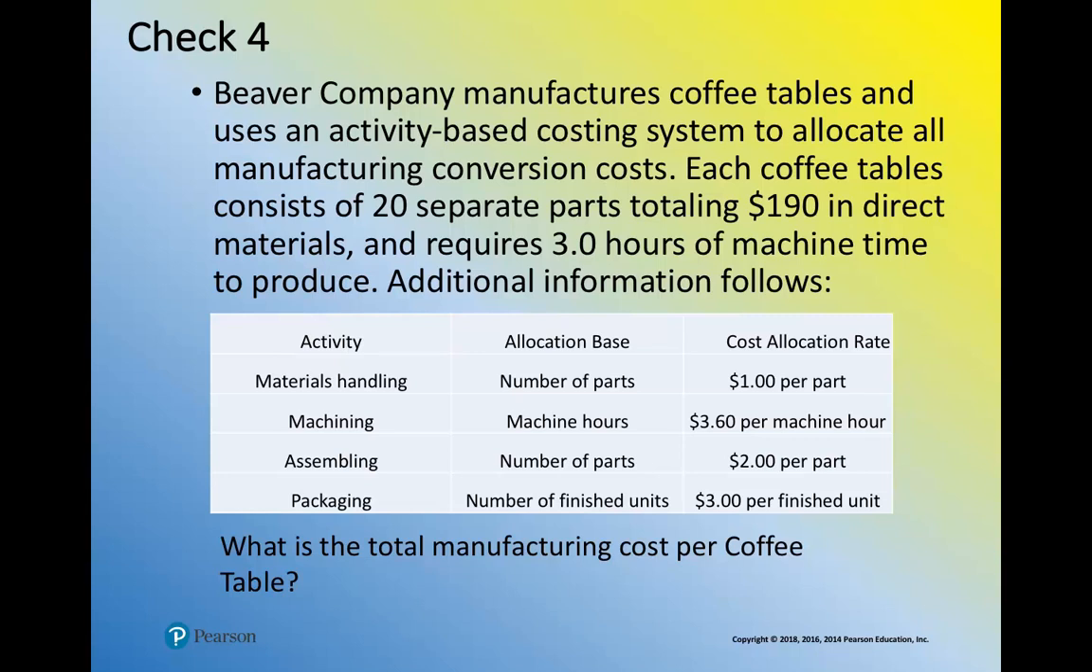This particular question had the caveat that, rather than having to add up direct labor and manufacturing overhead, it said that activity-based costing was used for conversion costs. If it says conversion, that means it's your direct labor and your manufacturing overhead. So we just add our conversion to our direct material to get our total manufacturing costs.